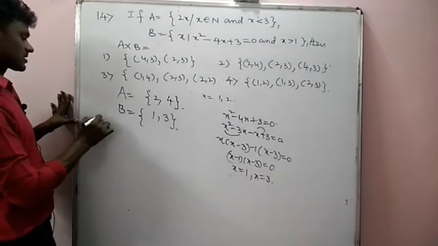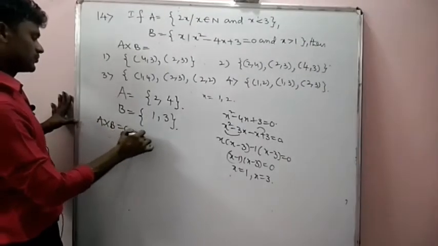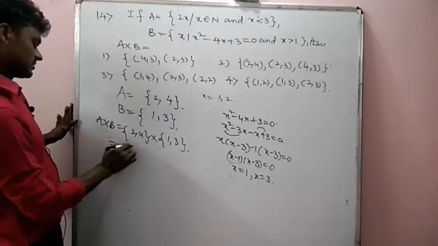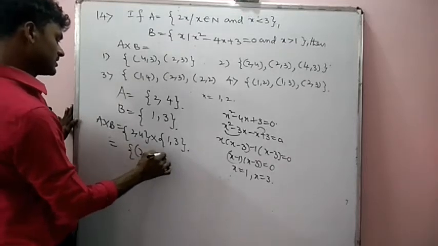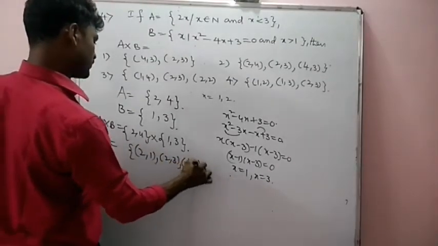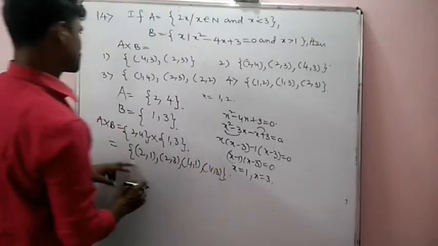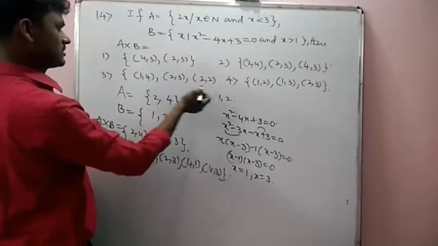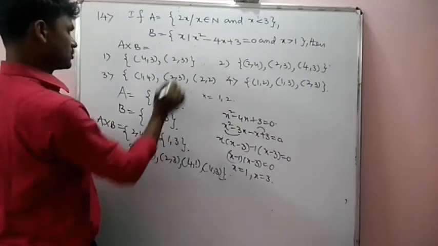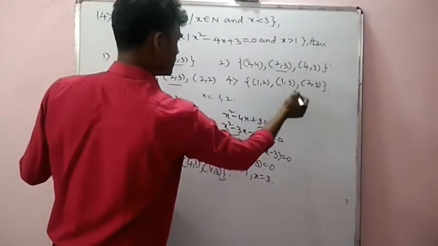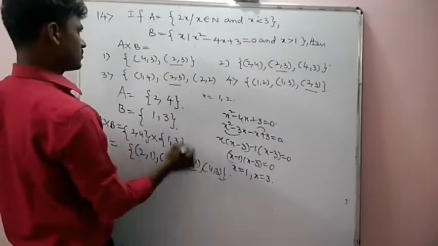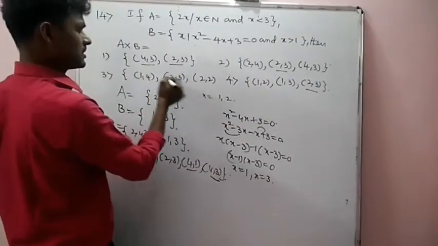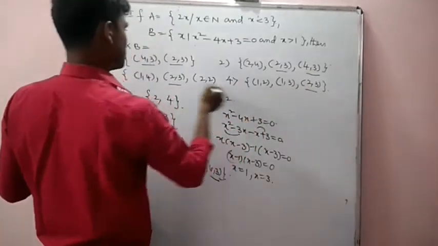Now we have to write the Cartesian product A cross B, which is the set of ordered pairs. Here the pairs are (2, 1) and (2, 3), next (4, 1) and (4, 3). Now we have to check which of them are possible. Is (2, 1) there? It is not there. (2, 3) is there. (4, 1) is not there. (4, 3) is there.